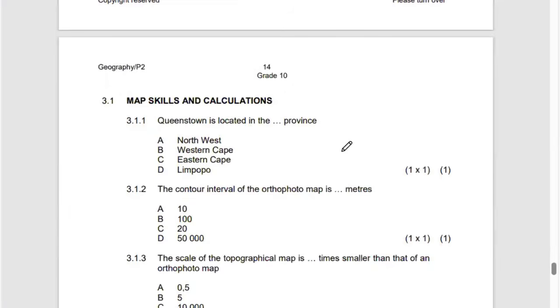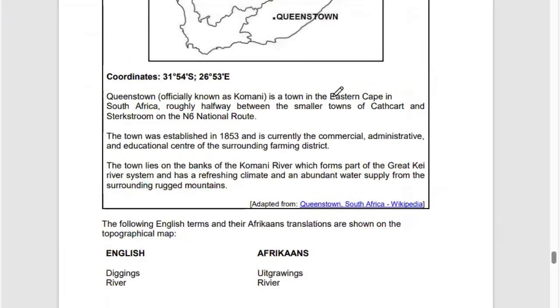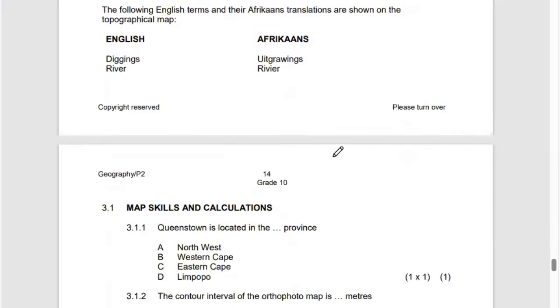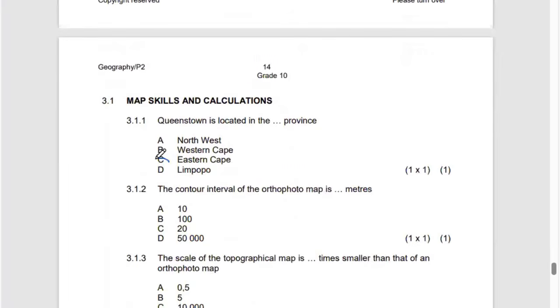But if you see a question which is saying Queenstown is located in the dash province, that is basic map information that you find here. So it says Queenstown, officially known as Komani, is a town in the Eastern Cape. So you can actually use the map information to find the responses to the given questions.